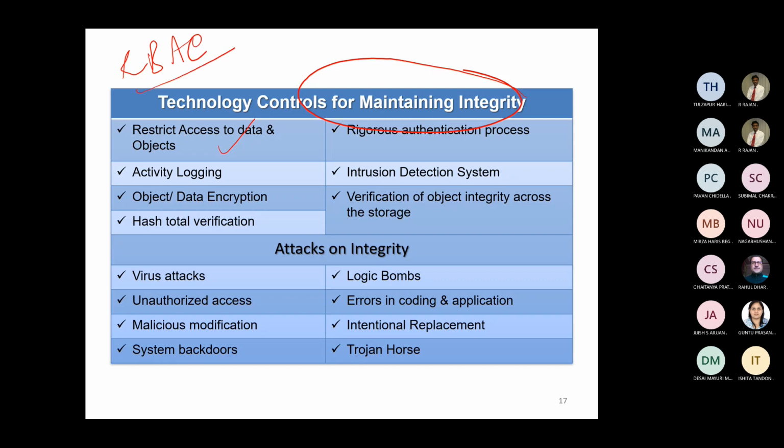Role-based access control. That is one mechanism. Your application needs to have activity logging. This is very important. An application which houses sensitive information, if it does not have activity logging, then you will have a serious problem in maintaining the integrity. Encryption at an object and data level would also help you to protect the integrity of the information.